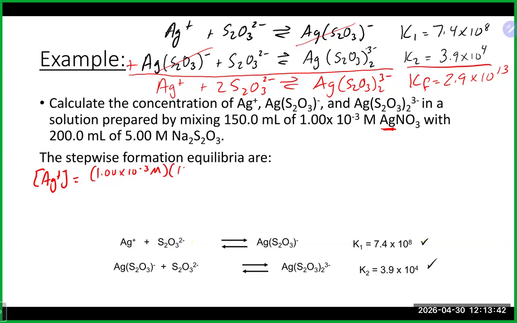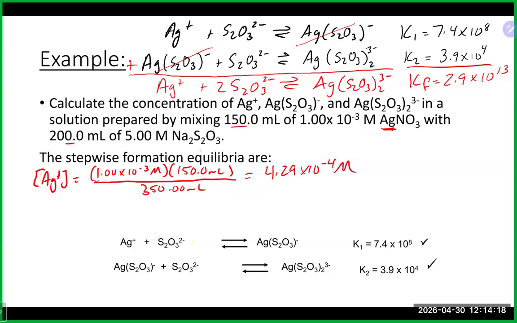Times the volume there, which is 150 milliliters we're going to use of it. And now obviously here we want to divide by our total volume, which is 150 plus 200. That's going to give us 350 milliliters of our total volume. When we do that, milliliters will cancel, and that's going to give us a silver concentration here of, we'll go with 4.29 times 10 to the minus 4.